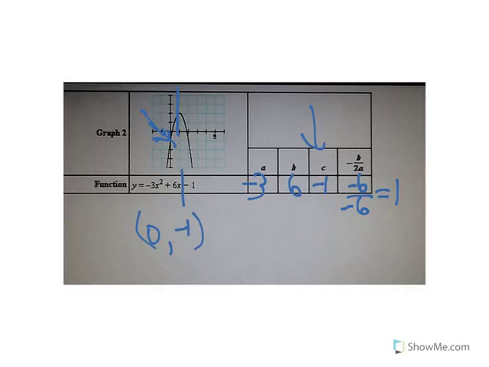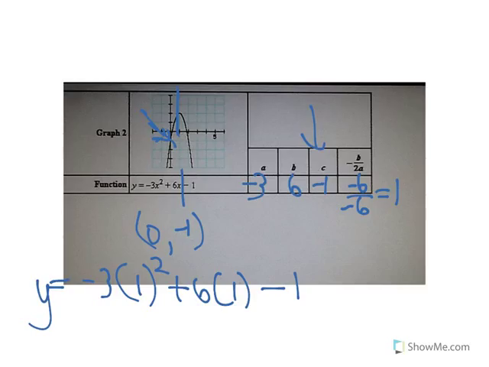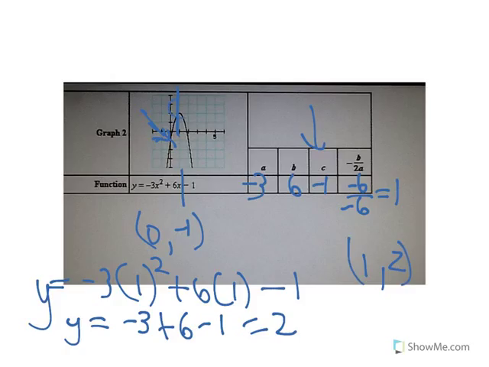And then if we wanted to plug this back into the equation to get our point for that vertex, it would be negative 3 times 1 squared plus 6 times 1 minus 1. So y is going to be equal to negative 3 plus 6 minus 1. And that's just going to be equal to positive 2. So that's why our point right there is going to be 1, 2. And that's what it is right there.